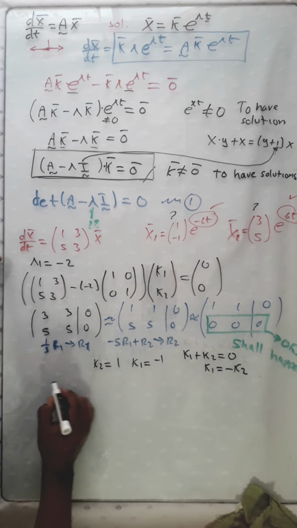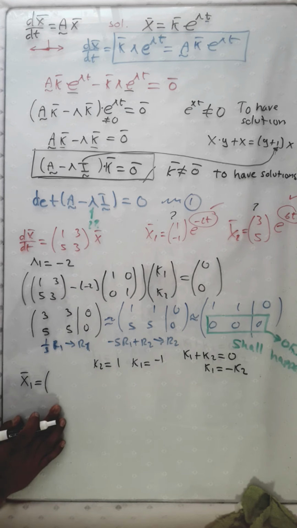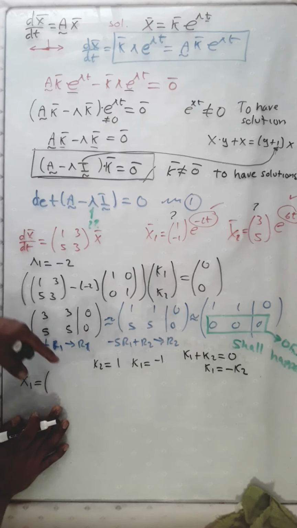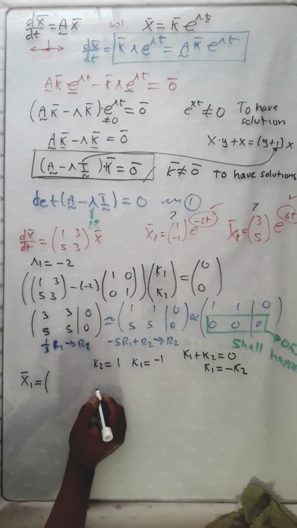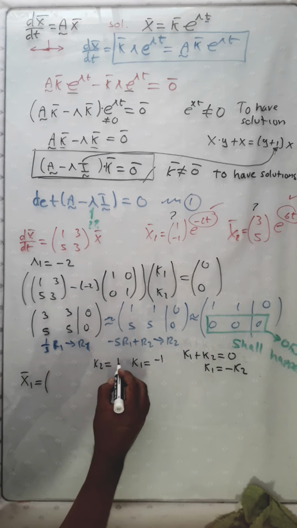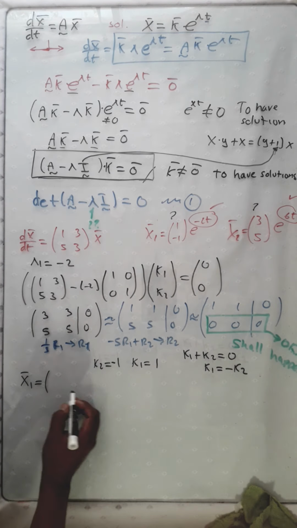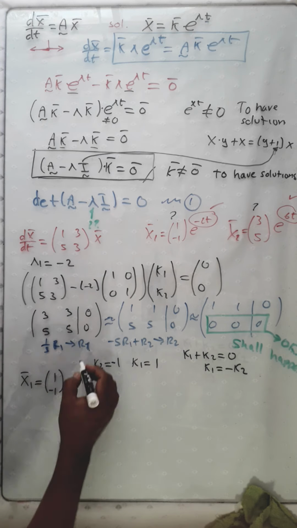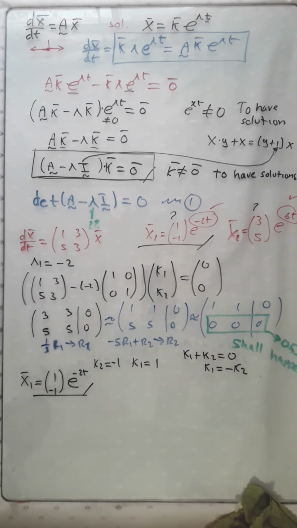Okay, so what is the solution? X1 vector is equal to, according to the solution we proposed, x vector equal to k vector exponential of lambda t. So we have k1 is equal to minus 1. Let's choose k2 equal to minus 1, so that means that k1 is equal to 1. You can choose another number, but here it is 1 and minus 1. What is the value of lambda? Minus 2t. And you can see here we have calculated the first solution.